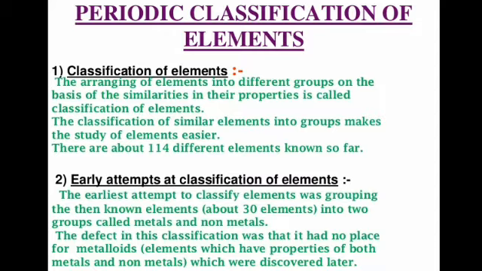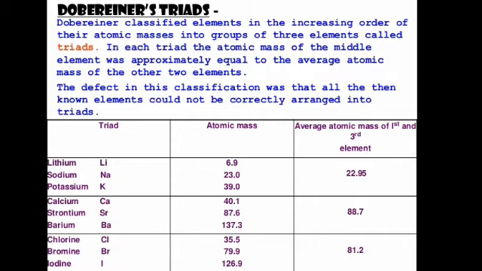So the first known classification was Dobereiner's classification. The first classification is known as Dobereiner's triads. In 1817, J.W. Dobereiner, a German chemist, tried to arrange the elements with similar properties into groups. So he classified the elements in the increasing order of their atomic masses into groups of 3 elements, and that group was known as triads. So the name Dobereiner's triads.